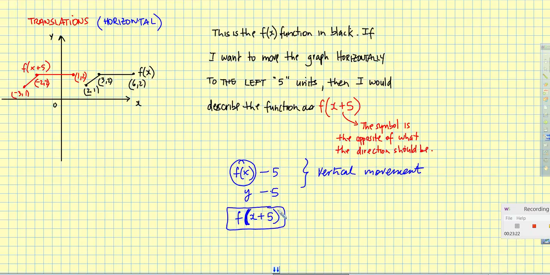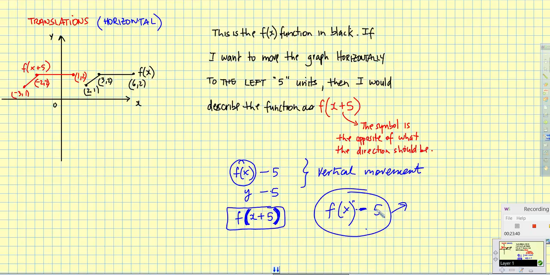Notice that this x plus 5 is inside parentheses as opposed to being this, which I just showed you above. It's not the same thing as saying this. This is a vertical movement. Okay? This is a vertical movement here, f of x minus 5.